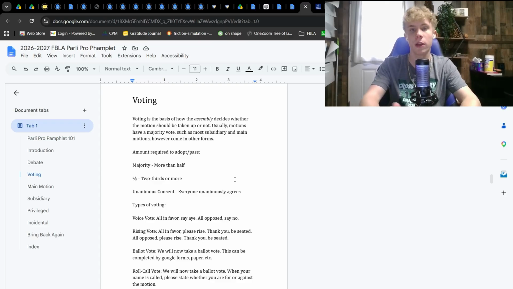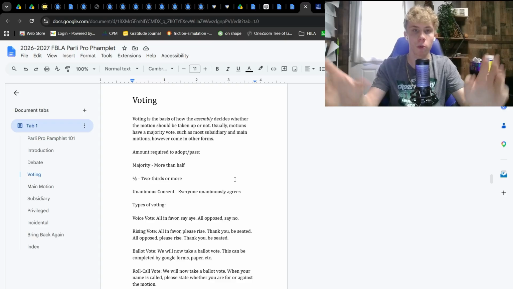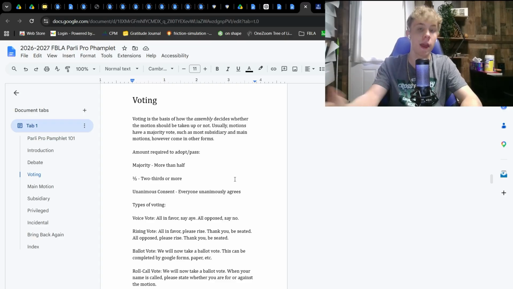As you can see, there are many different types of voting. There is a majority vote, which is more than half of the members of the assembly. Now, if you're curious what an assembly is, that is just the group of people attending the meeting, who are part of the organization and active members in good standing, meaning they're paying their dues, following the protocol, and following what generally needs to be followed in the bylaws.